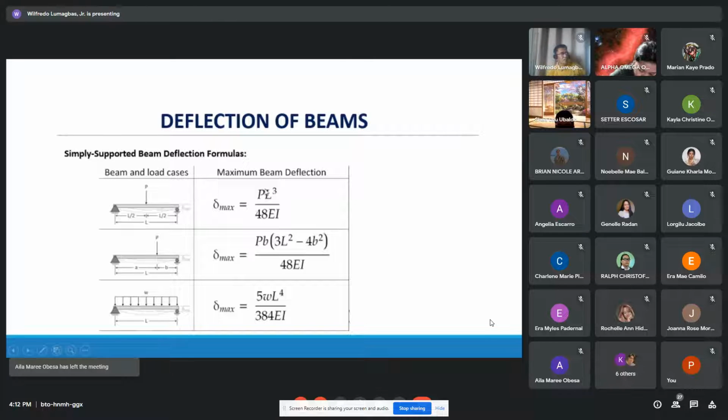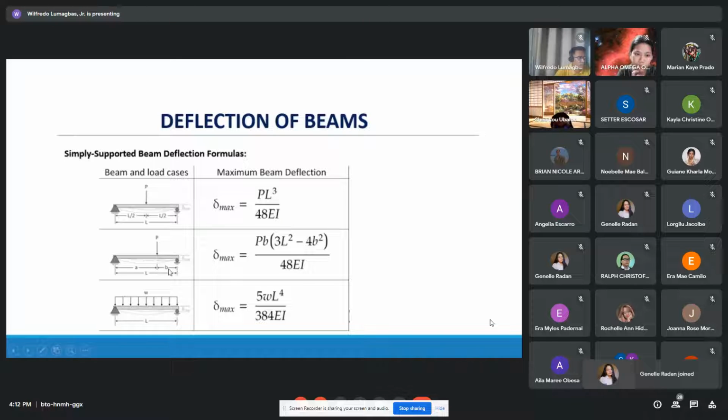So we have here the beam deflection formulas for a simply supported beam. For the load case with a concentrated load P at the center of the beam, which is L over 2 at the right and L over 2 at the left support, the maximum deflection is equal to PL cubed all over 48 EI.